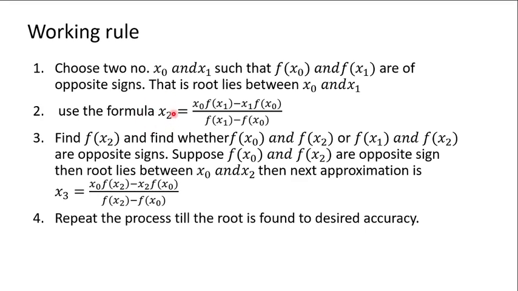Then find the f(x2) value. Here f(x0) and f(x2) are of opposite sign, or f(x1) and f(x2) are of opposite sign. If f(x0) and f(x2) are of opposite sign, then the root lies between x0 and x2. The next approximation x3 can be written as (x0 f(x2) - x2 f(x0)) / (f(x2) - f(x0)). Repeat the procedure till the root is found to the desired accuracy.